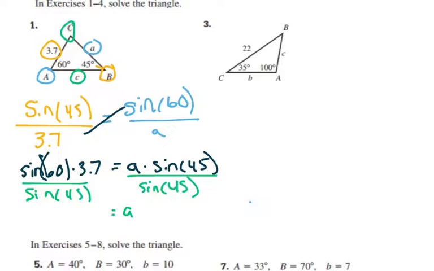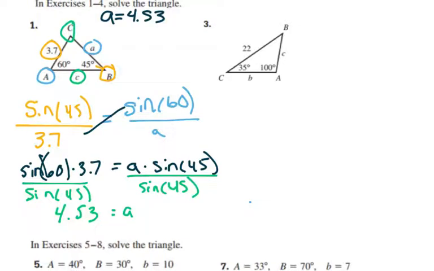So if I type in sine of 60, double check I'm in degree mode, sine of 60 times 3.7, and then that value divided by sine of 45 means that our A value is 4.53. So our A value is 4.53, that's one of the pieces we're trying to solve.